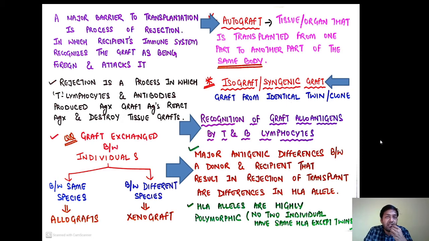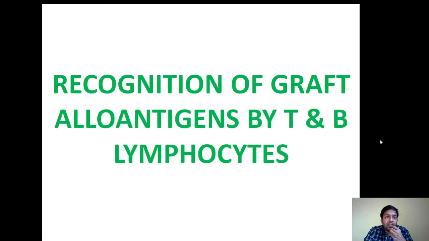If you remember, the HLA is also the MHC. The MHC in case of human is called HLA. Because among different individuals the HLA are different, that is why there is tissue incompatibility. Remember, the HLA alleles or genes are highly polymorphic. That means they are highly variable across individuals, meaning that no two individuals will have the same HLA except twins. Now let us see the recognition of the graft alloantigens by the T and B lymphocytes.